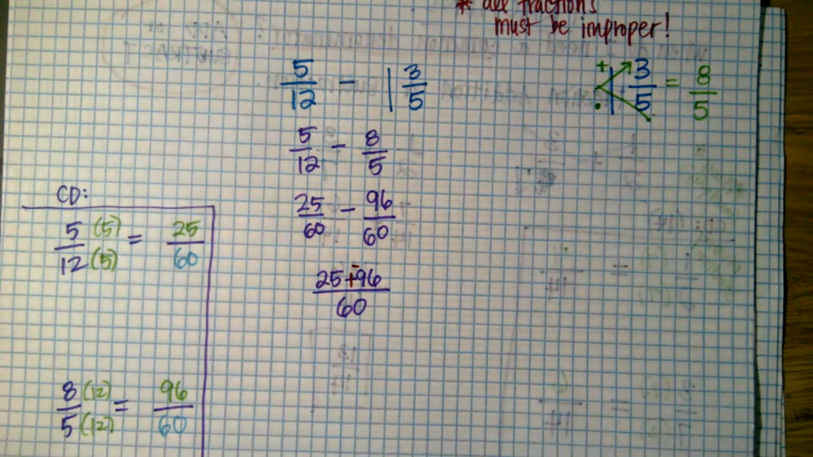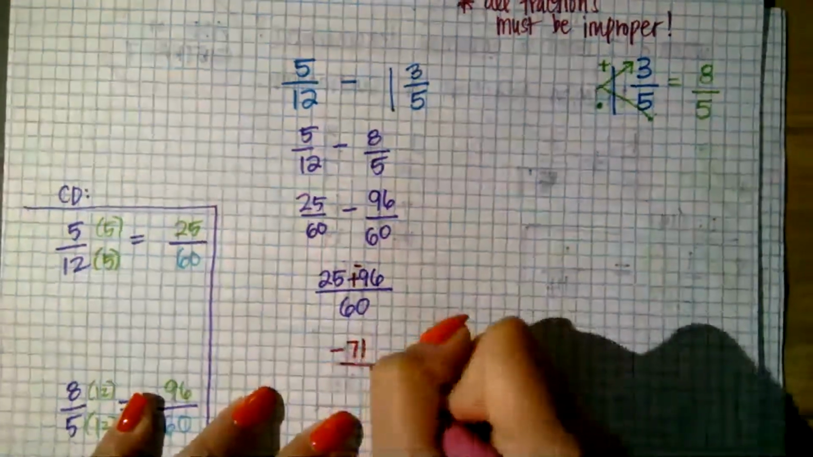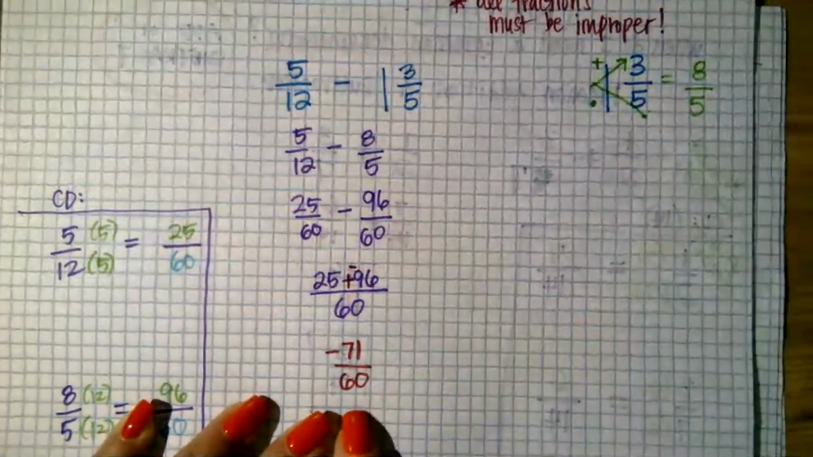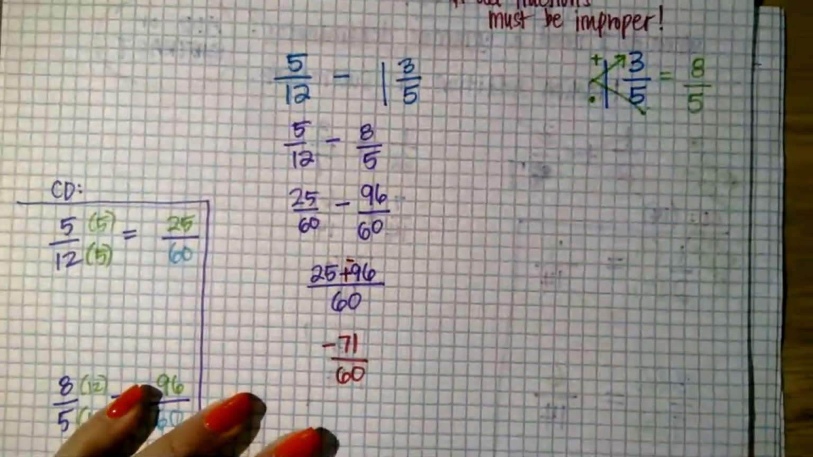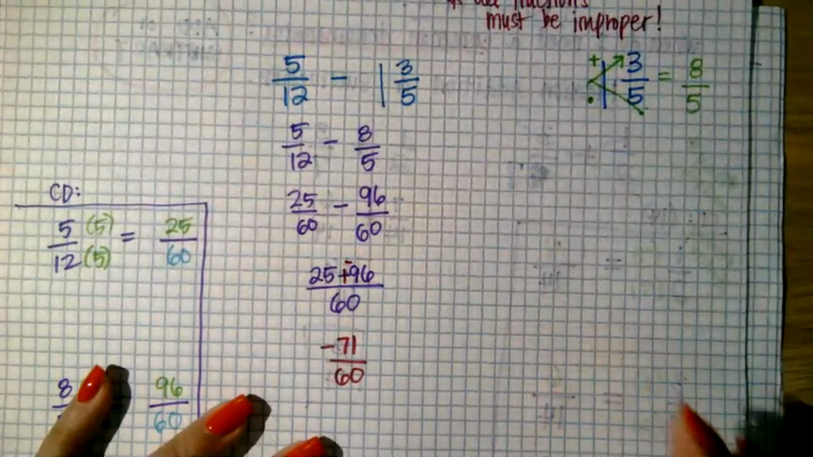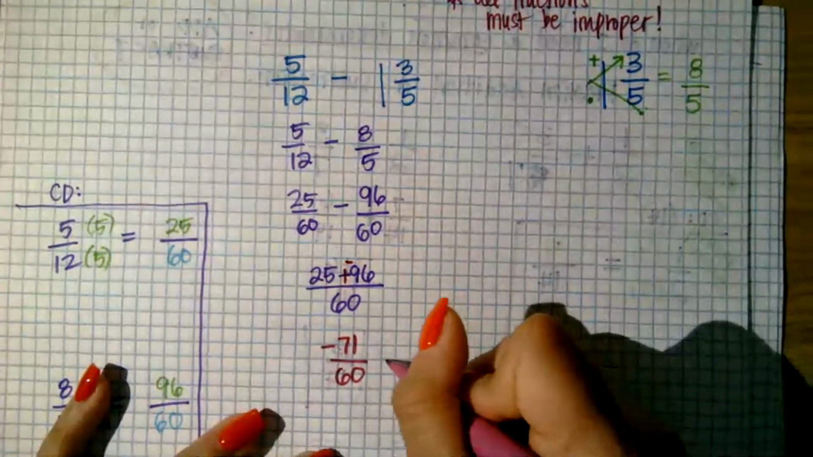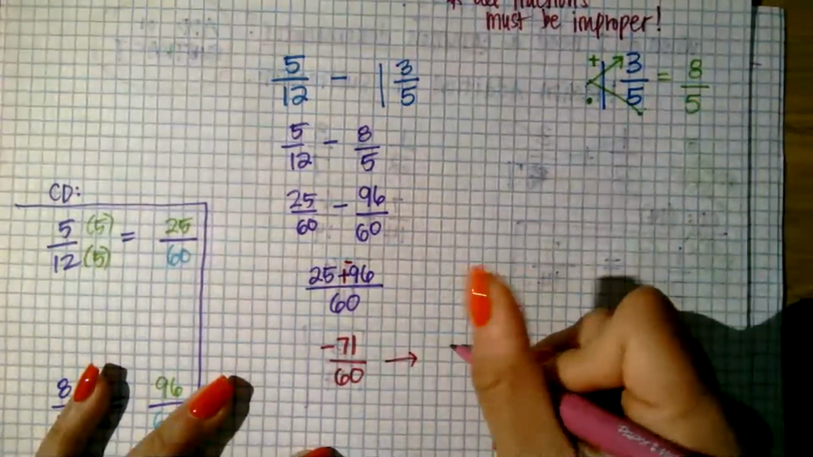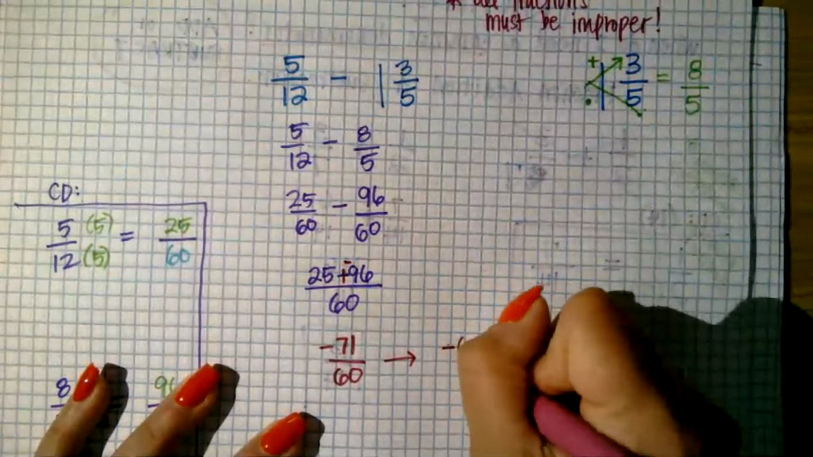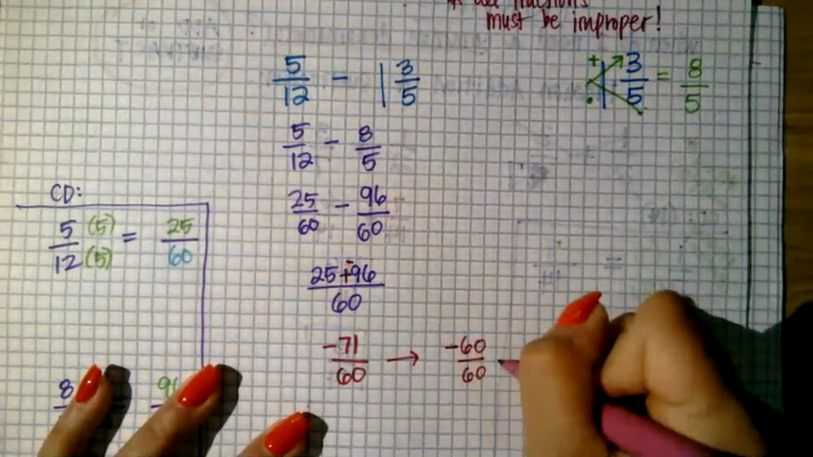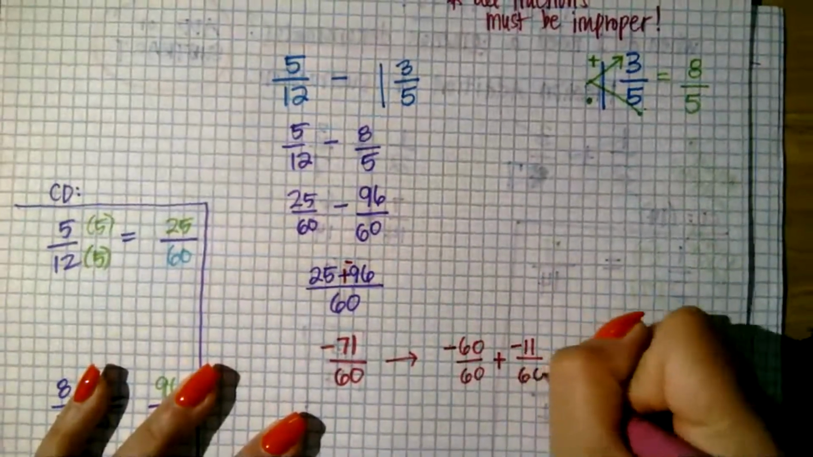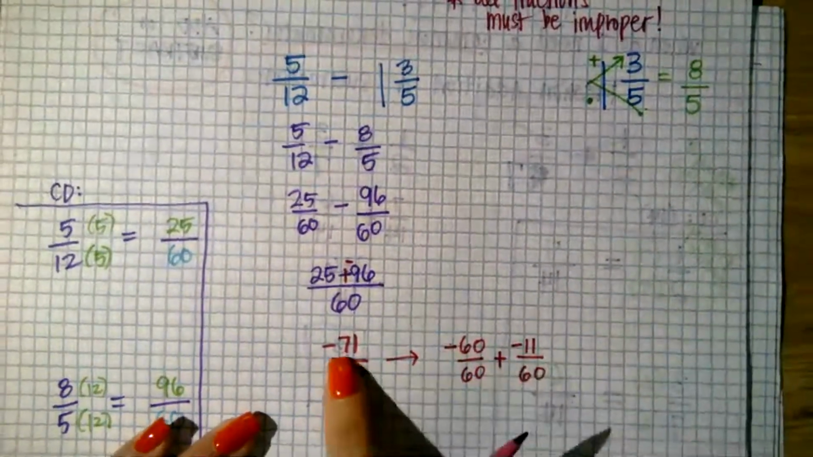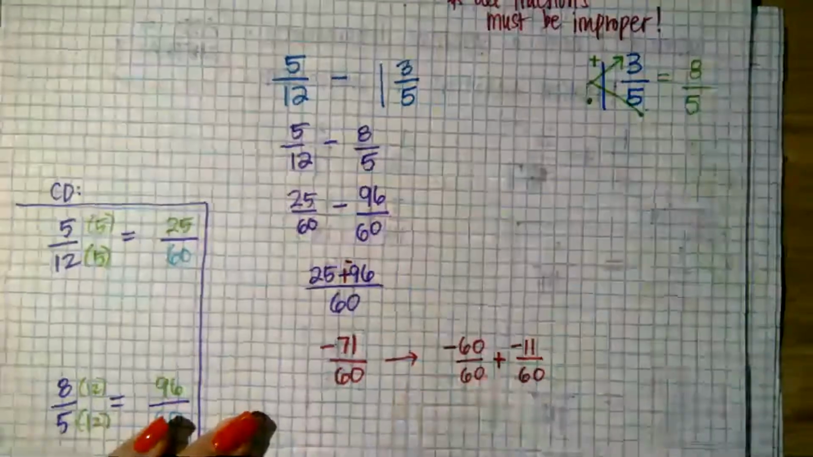25 plus negative 96 gives me negative 71 over 60. Now I can leave it as improper, but if you want to write it back into a mixed number, you can. So remember that I am able to also break this down into negative 60 over 60, and then I have also a negative 11 over 60. Right? So that's going to give me the 71 over 60 that is equivalent here.